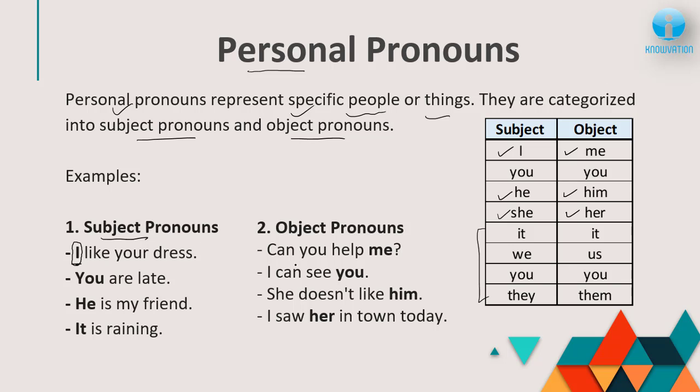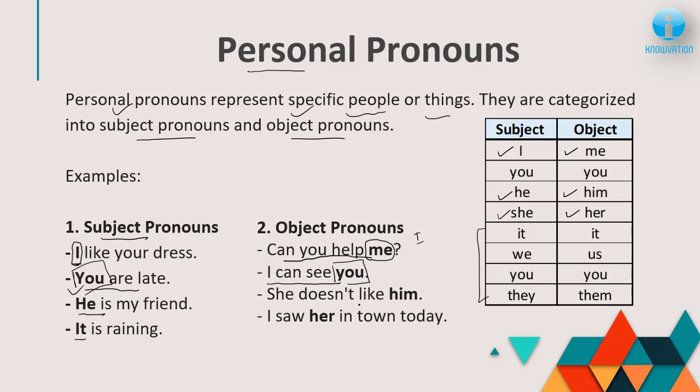Now comparing it with, can you help me? Okay, so here me acts as an object. So I cannot use I here. Can you help I? No. Can you help me? Similarly, you are late. So you is my subject. He is my friend. It is raining. Okay. Similarly, here I can see you. So you remains you. It does not get changed even in subject or object.